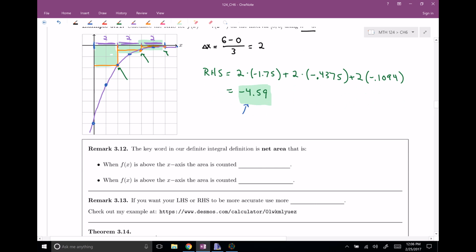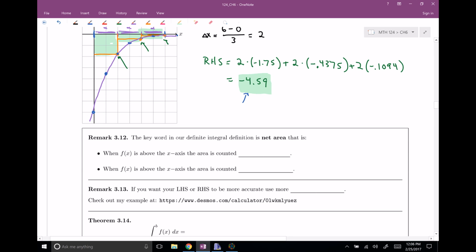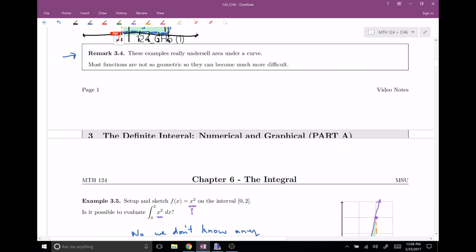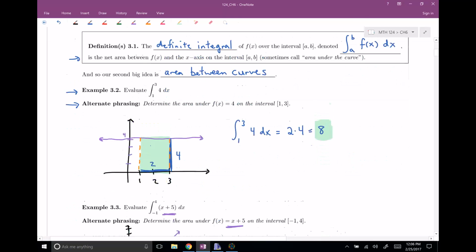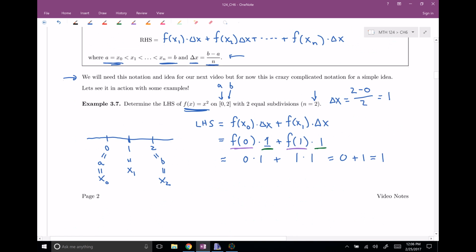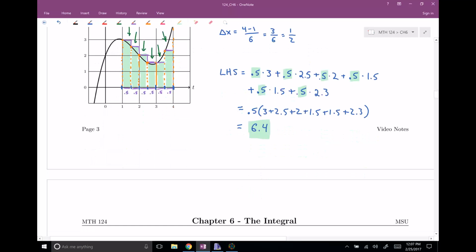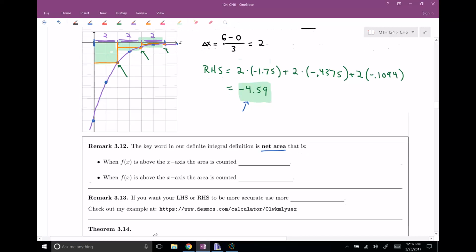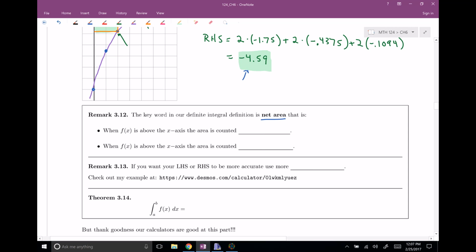So the key word, back when we brought up definite integrals, was actually the word net area. So let me go way back up here, too far. Right here it was the net area between f of x and the x-axis. And so I didn't really emphasize that until now, and that means, right, net area means that it actually can be negative. And so the claim is when f of x is above the x-axis, the area is counted positively.